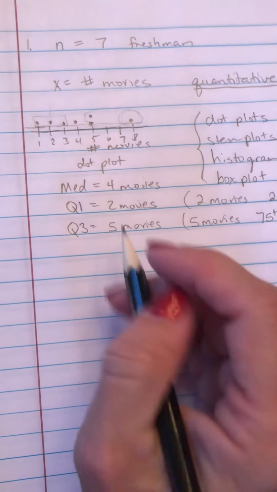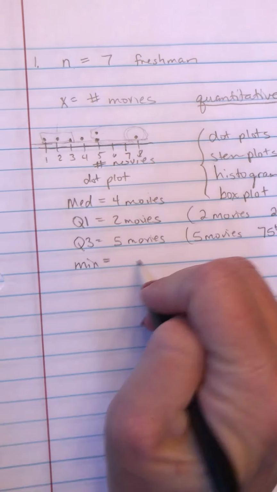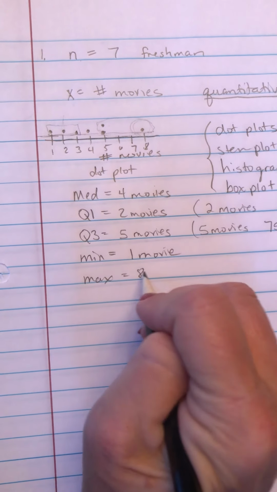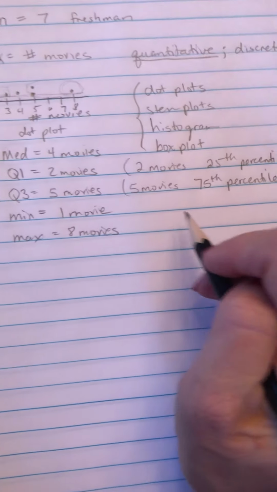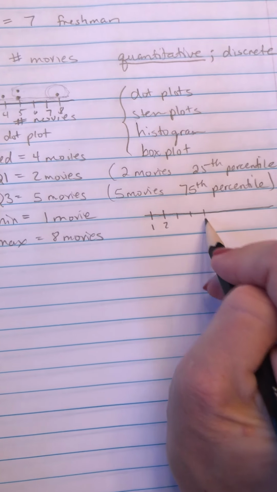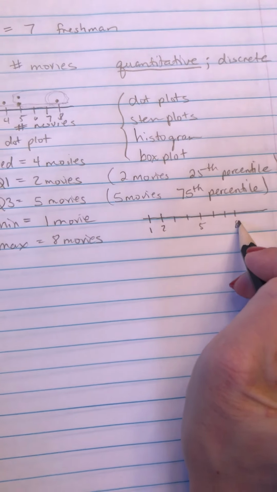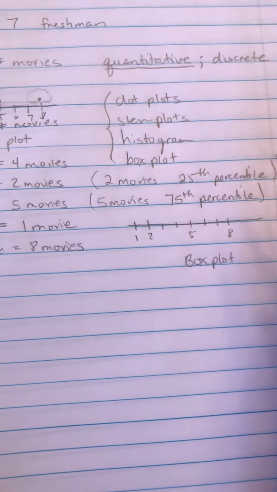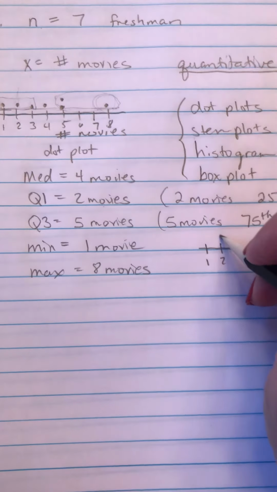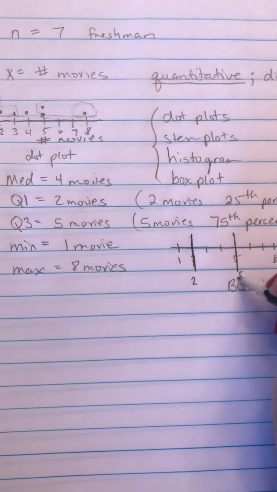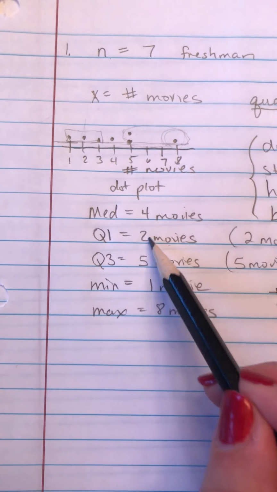Alright, so I could do a box plot. I have my 5-number summary. My minimum is 1 movie. My maximum is 8 movies. And so using a box plot, 1, 2, 3, 4, 5, 6, 7, 8. My box plot would have longer segments at the quartiles, so at 2 and 5. So at 2, I'll just move down, and at 5. That's the first and the third quartile.